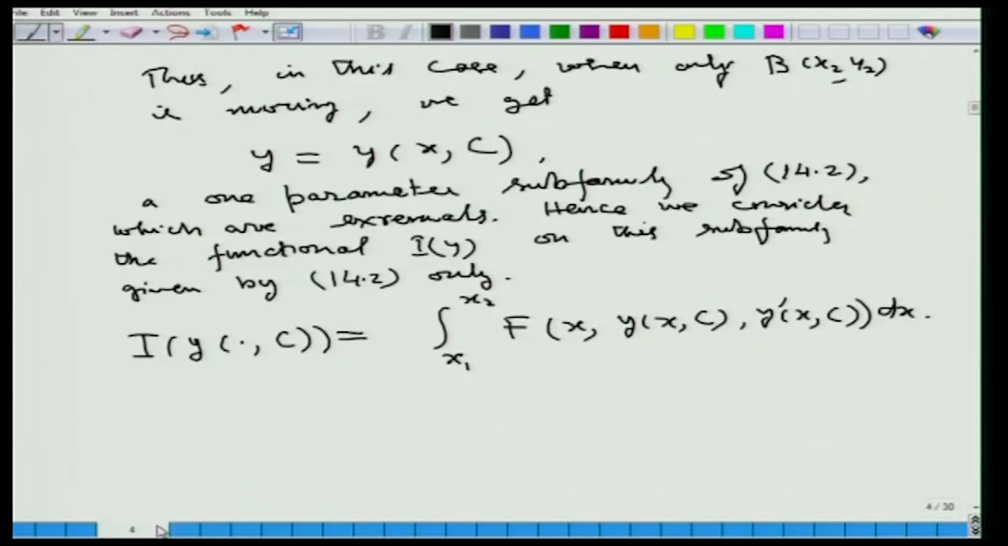So, I[y] here is a function of x, and this c is the constant coming here in the equation 4.2, and then we have the integral x1 to x2 f of x, y(x, c), y prime(x, c) dx. So, we need to consider this functional only on the subfamily of extremals, one parameter subfamily of extremals.